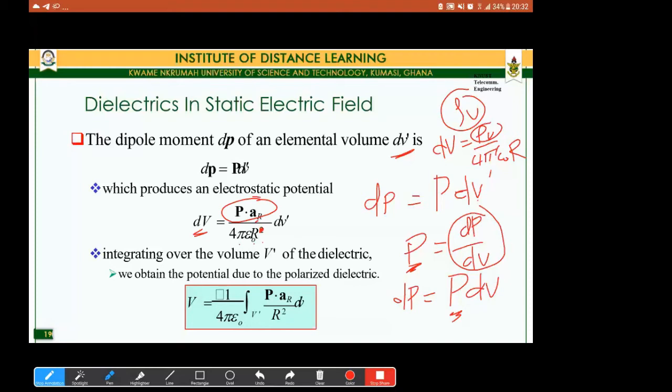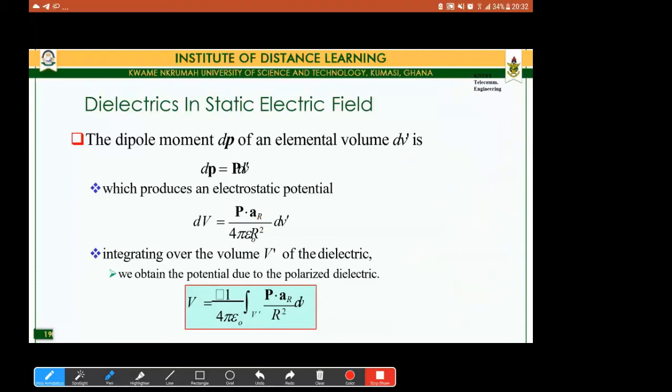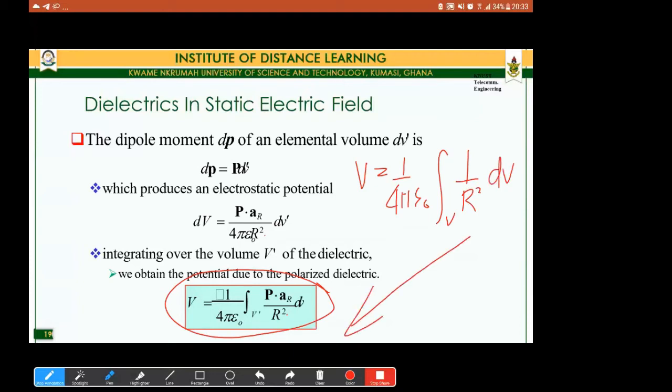If you want the total electrostatic potential, then V equals 1 over epsilon naught integral. Before integration, it is a squared, and after integration the square becomes 1. Now, this equation is not different from the previous equation that we saw in the last lecture. We said V for a volume charge density is 1 over 4 pi epsilon naught integral over V of rho V over R squared dV. You can see that it's the same equation. So now rho V is being replaced by P dot aR, which is the polarization vector.